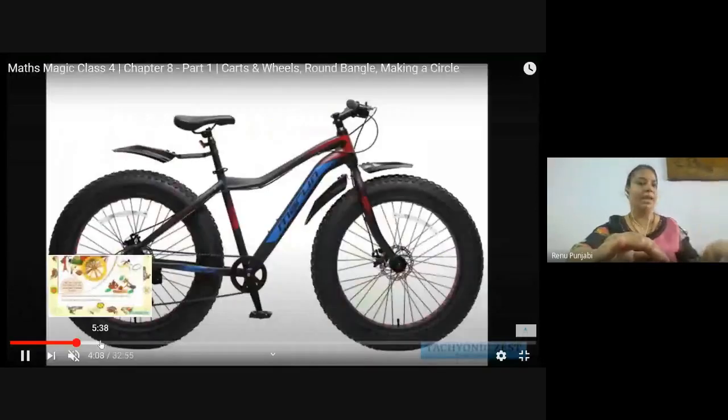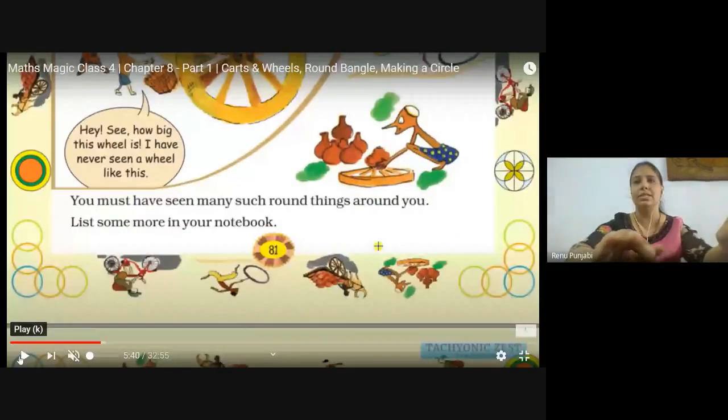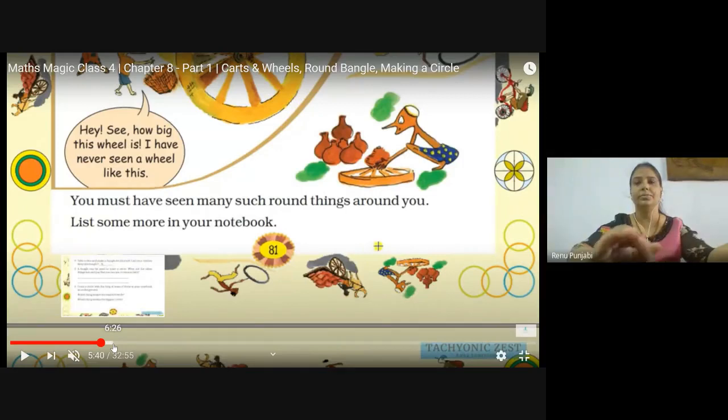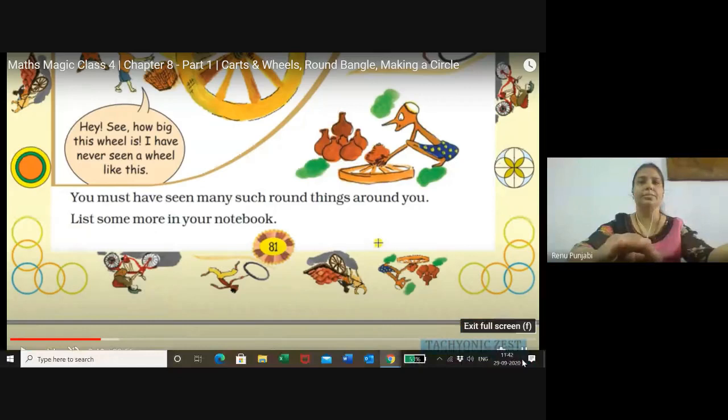Now turn the page. Down here also the potter is making the pots. So here also he is using a circular thing. You must have seen many such round things around you. List some more in your notebook. We have already done this also. So list these round things, right? We have done or not? Yes or no? Yes.